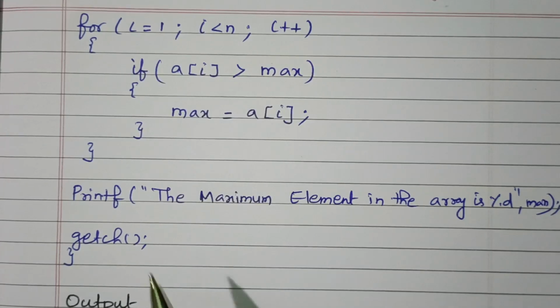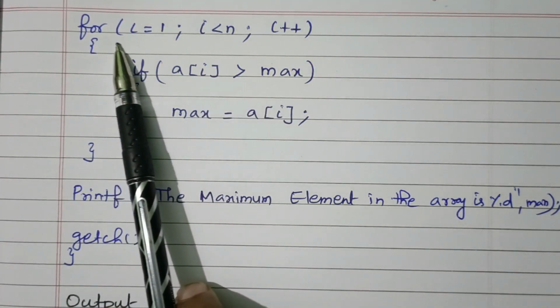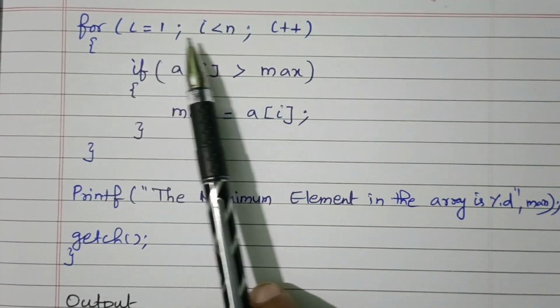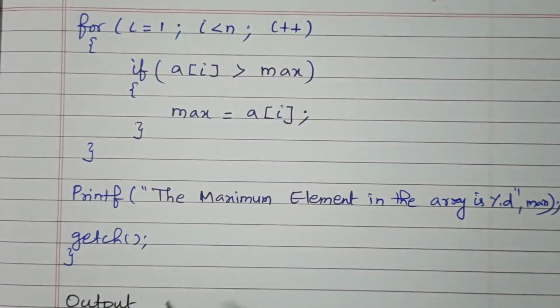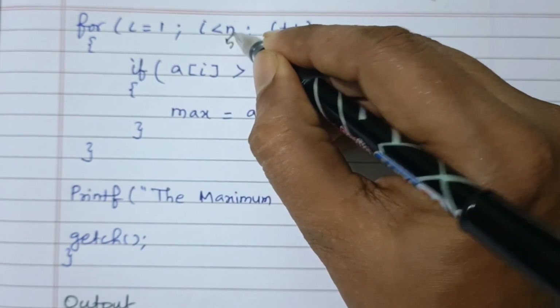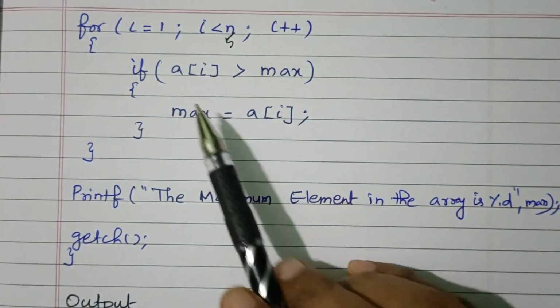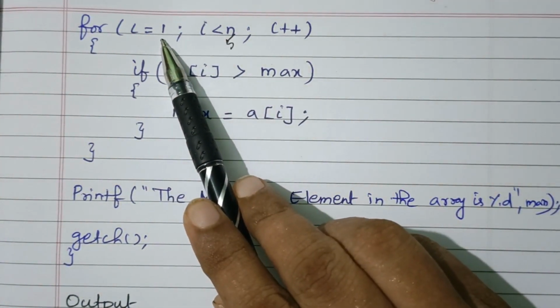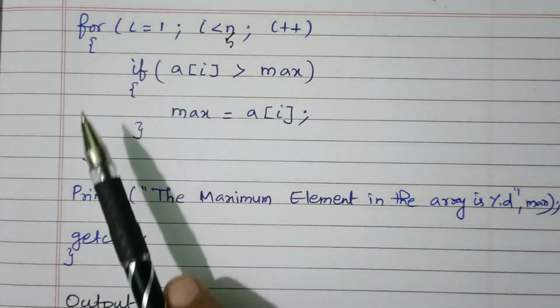So in order to verify with other numbers, we open one for loop. For i equal to 1, i less than n, i plus plus. We already assume that the n value is 5. So initially i is 1, because the first number is already stored as a maximum.